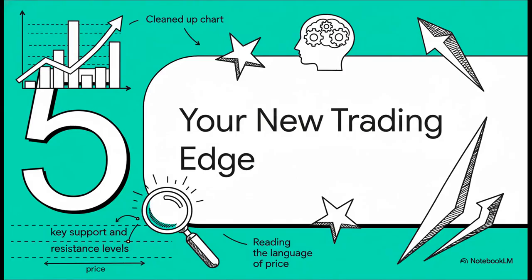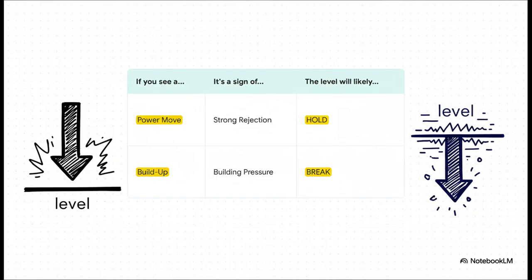All right, let's put this all together by first cleaning up your charts and then learning how to read the language of price as it approaches these key levels. You've just given yourself a powerful, powerful new edge in the markets. And here is your simple cheat sheet to make it unforgettable. If you see a power move slamming into a level, that's a sign of a strong rejection, and the level will probably hold. If you see a buildup at a level, that's a sign of pressure building, and the level will probably break. It really is that clear.